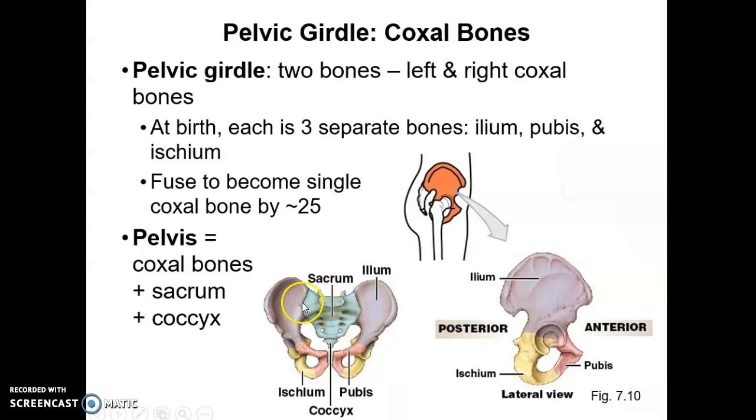And you can see how the ilium of the hip bone articulates with the sacrum at the two iliosacral joints, and the pubis of each hip bone articulates anteriorly at the pubic symphysis.